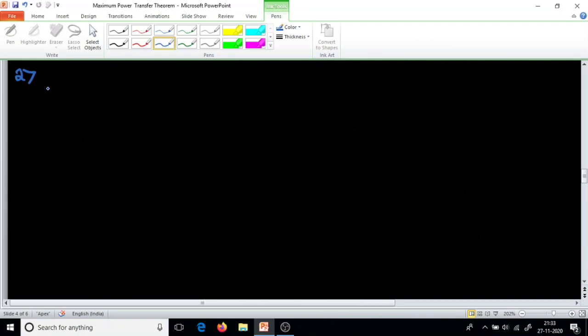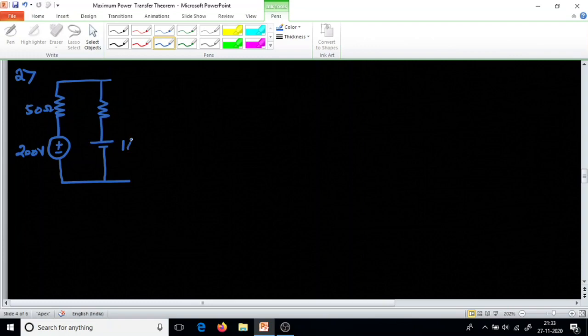We have one 50 ohm resistor, plus minus, there's a 200 volt source, 50 ohm. Then we have one 40 ohm resistor, plus minus, this is 160 volt, this is 40 ohm. Again, we have one more parallel branch. In this parallel branch it is negative here, positive, see, it's reversed. 100 volt, and this is 25 ohm.